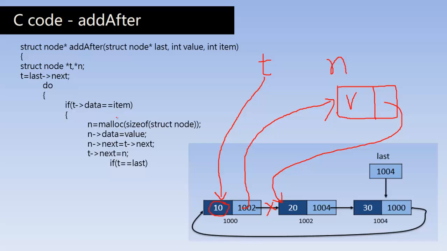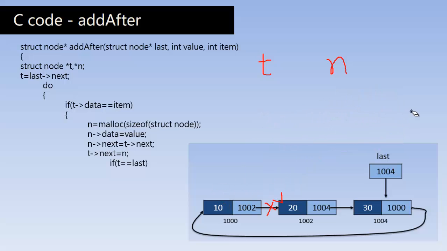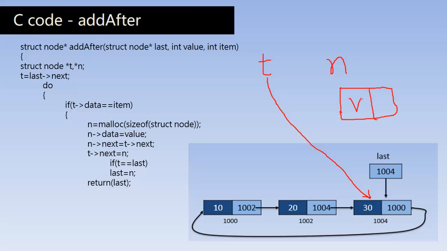What if t is equal to last? Suppose, just a minute, I'll erase everything. Let's assume t is now currently pointing to the last node, and t has matched with 1000. The data has matched here. The new node has already been created and the value is stored. I'll simply store the newly created address inside last, so now last will point to this new node.